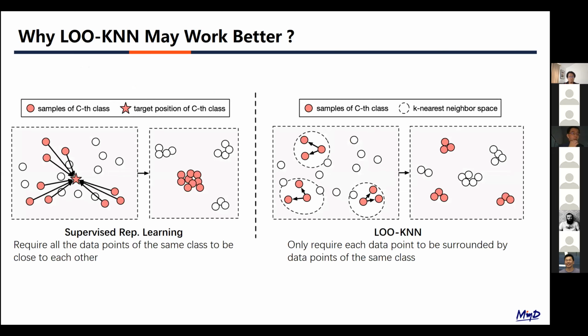Now, you may wonder why this simple replacement of the linear classifier, which would be utilized in many cases, with the leave-one-out KNN would be a good idea to resolve all the issues with supervised learning.